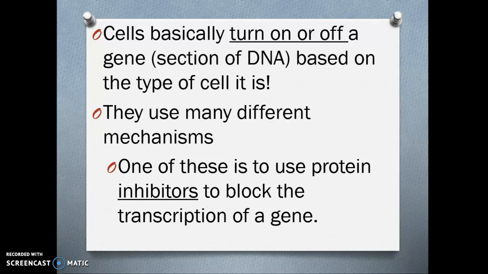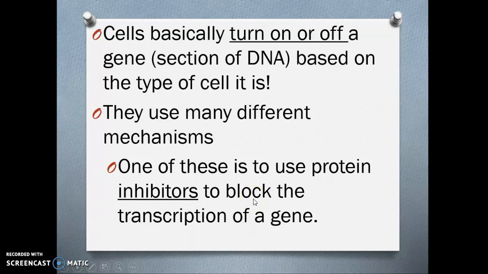You can use different apparatuses to help you do this in your cells. The one I want you to know is called a protein inhibitor. A protein inhibitor blocks transcription from occurring. So if you have a protein inhibitor and it's bonded to that DNA, you are not going to transcribe and translate that gene. If the inhibitor is off, which is usually like a chemical, then you can transcribe and translate that gene.